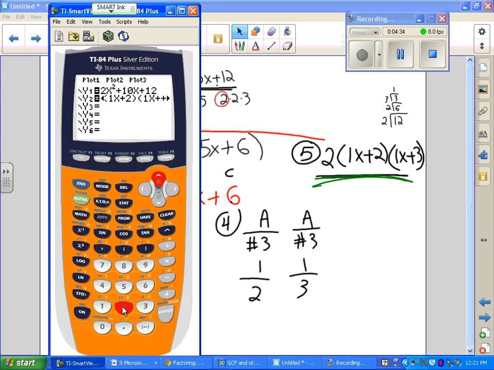The first one looks like I put in correctly, 2x squared plus 10x plus 12. But the second one, if you take a look here, it says 2 parentheses, 1x plus 2. And then the other parentheses, it says 1x plus plus 3. So I have too many pluses in that. A syntax error means the calculator can't do it because it doesn't know how to do a plus plus. So we get rid of one of the pluses, and now we'll see if we can graph it. There's my first quadratic and only one quadratic.